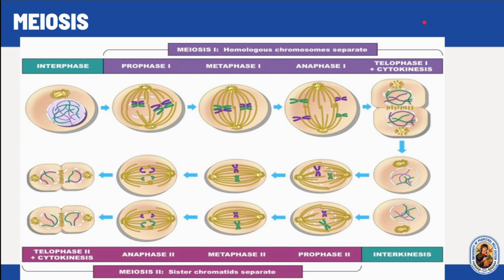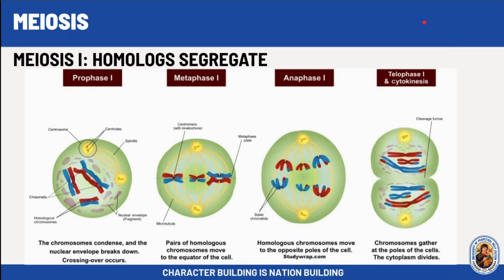In meiosis, it's similar to mitosis, where it still follows the interphase and the PMAT cycle. After this, it just repeats into meiosis two, but we'll discuss that later. As mentioned earlier, in meiosis, it still follows the same PMAT phases. In meiosis one, the homologs separate.